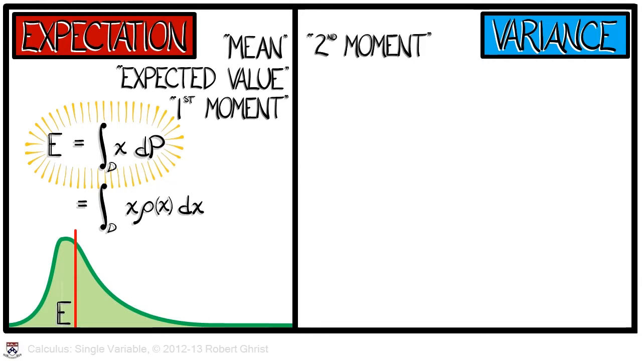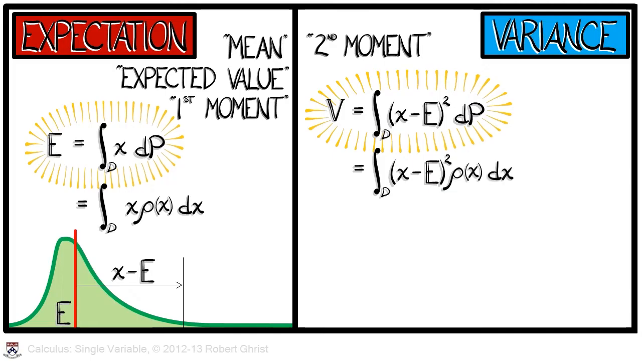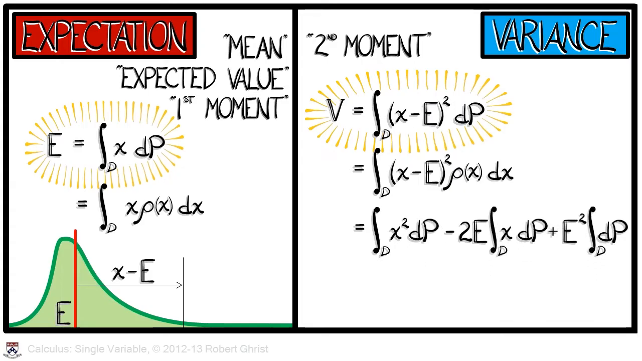The variance is sometimes called the second central moment. It is denoted V, and it is defined as the integral over the domain of quantity x minus E squared dp. We can interpret x minus E as a distance from the mean. And so in the one-dimensional case, we can write this as the integral of quantity x minus E squared rho of x dx. What happens when we expand out that multiplication and split this into three integrals? We get some very nice simplifications.